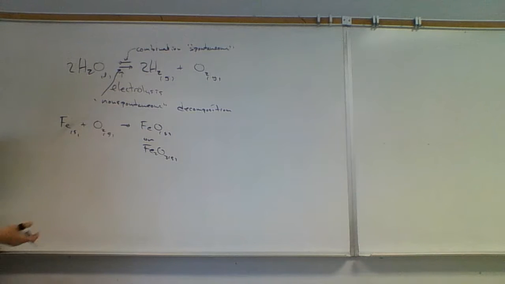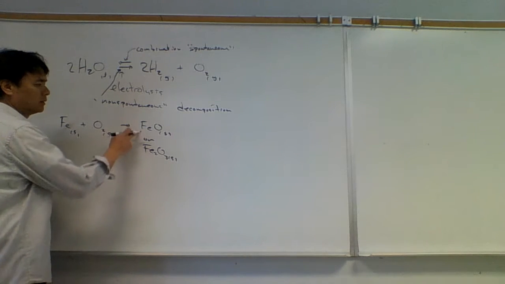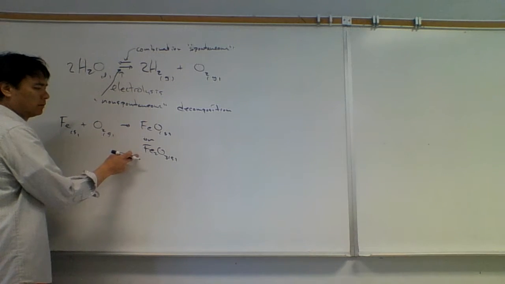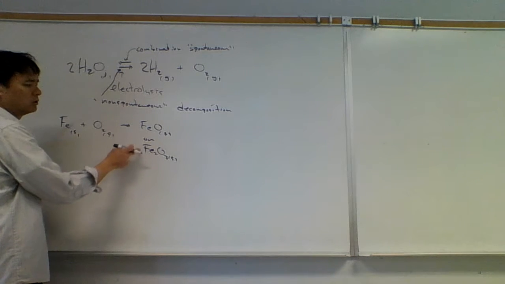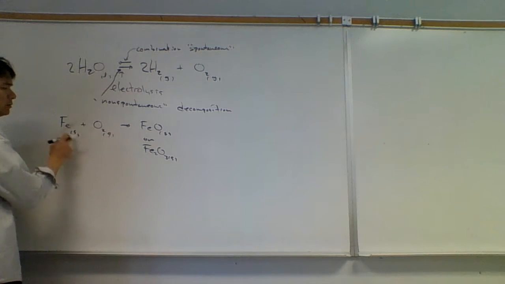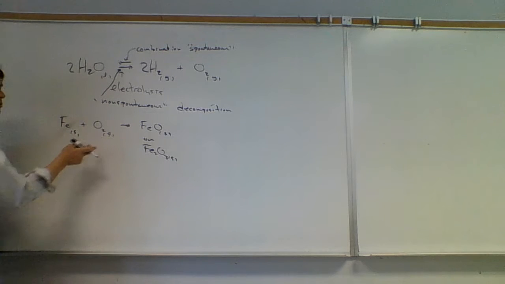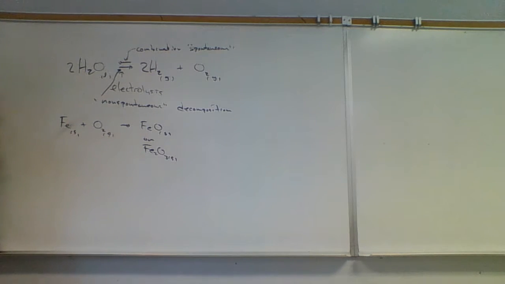And it depends on the conditions. Depending on the conditions, we form one or the other. Because iron forms +2, +3. So it could either lose 2 electrons to oxygen or it could lose 3 electrons to oxygen. These are redox reactions here. Redox reactions are electron transfer. Acid-base reactions are proton transfer. So we're looking at transferring electrons from iron, which is the reducing agent, to oxygen, which is the oxidizing agent.